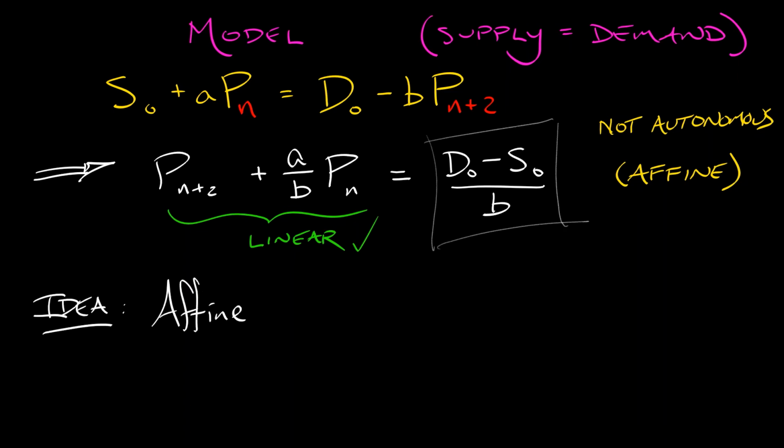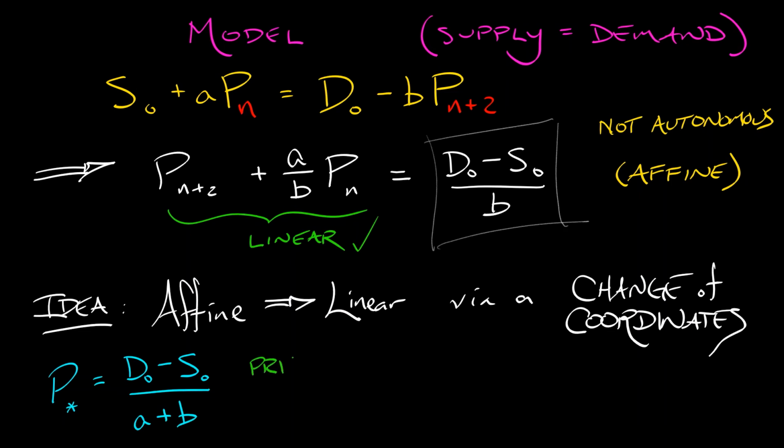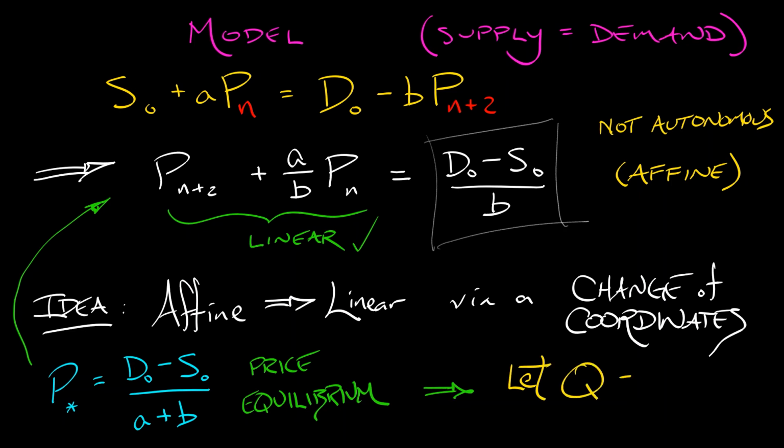And here's the idea. We can move from an affine system to a nice linear system via a simple change of coordinates. Let's define P star to be equal to the quantity D naught minus S naught, all divided by A plus B. That is really the price equilibrium, and it is indeed an equilibrium of this affine recurrence relation. And I'm going to do a change of coordinates. I'm going to let Q be equal to P minus P star, the deviation from this equilibrium price.